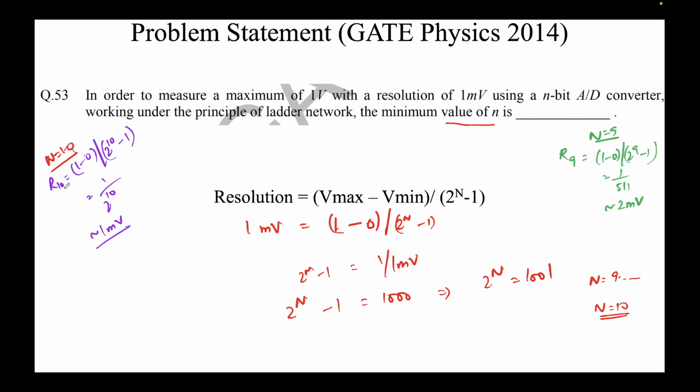We can use higher also. Let's say if we use 11, this will again go to 0.5 millivolts. If we use n equal to 12, this will go to 0.25 millivolts. There's a scaling factor of 2. But we need around 1 millivolt, so we'll put n equal to 10, and hence our answer here would be the value of n is 10. So that's it.